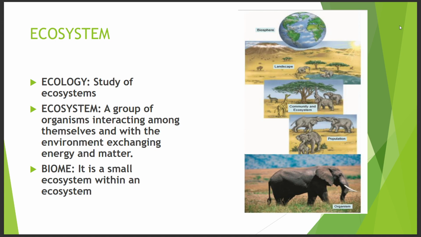So ecosystem. Ecosystem is an abbreviation for the term ecological system. Okay. It is the structural and functional unit of the environment in which living organisms interact with one another, and also with the surrounding physical environment. The term ecosystem was first used by Sir Arthur George Tansley in 1935. Okay.